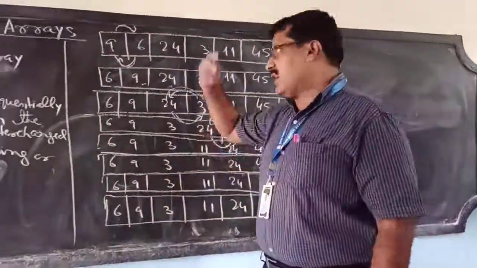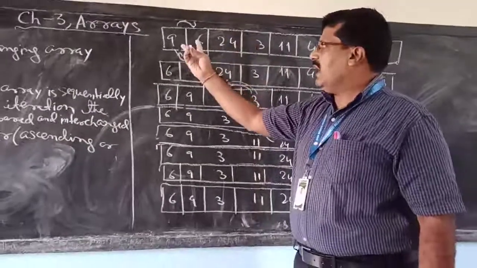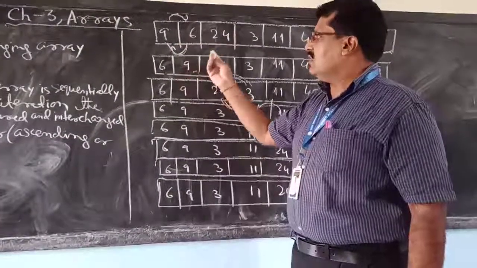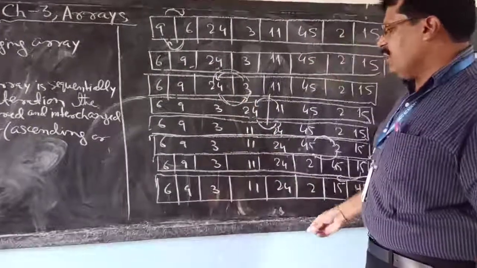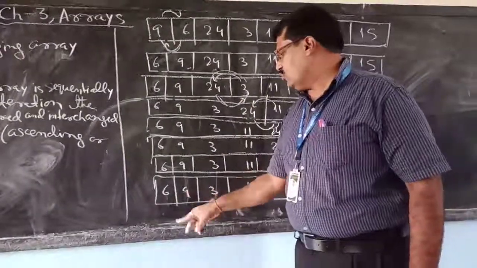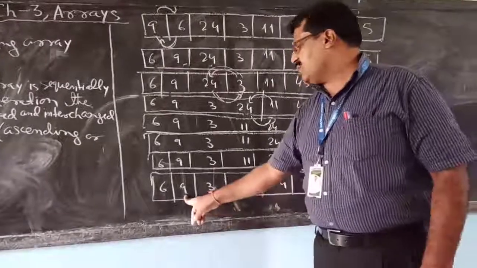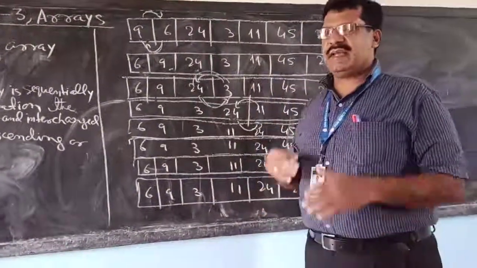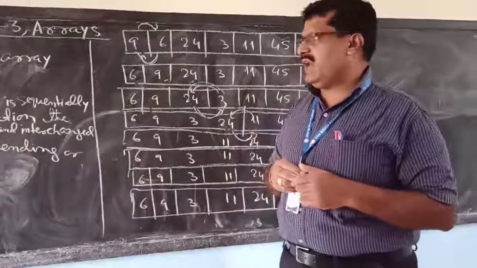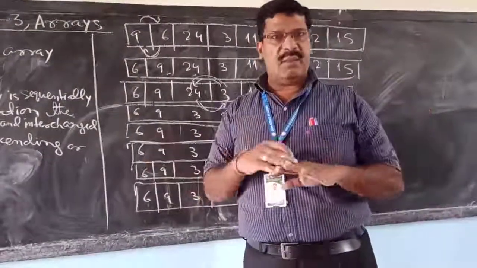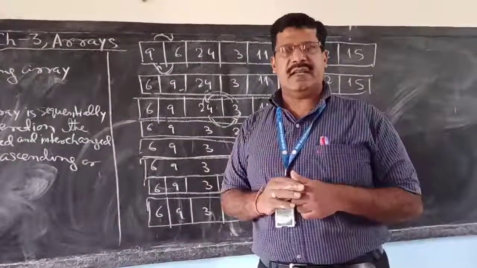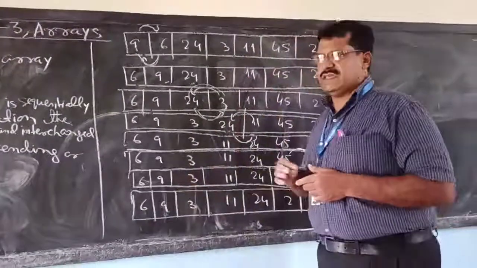After that, again from the beginning, the elements should be scanned and checked. 6 is smaller than 9, no change. 9 is bigger than 3? Yes, 3 comes to the 9 place, 9 comes to the 3 place. Like this, the process will be repeated several times till all the numbers are arranged in proper order, that is ascending or descending order. This was the example of ascending order.